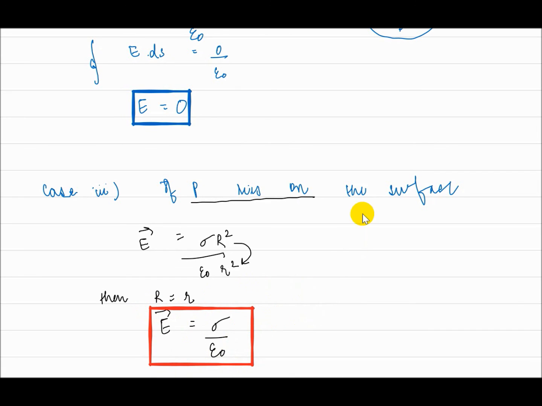So we have done 3 cases: when P lies outside, when P lies inside, and when P lies on the surface. So this is the answer.